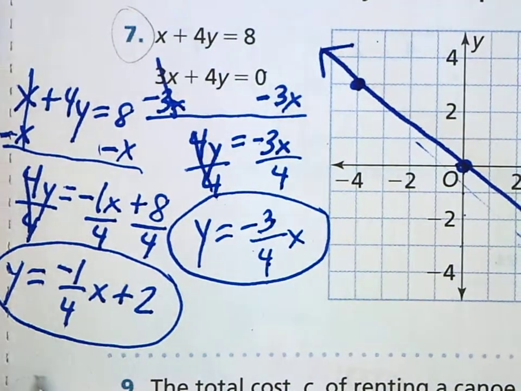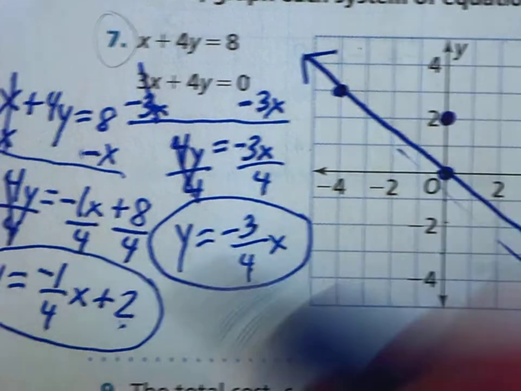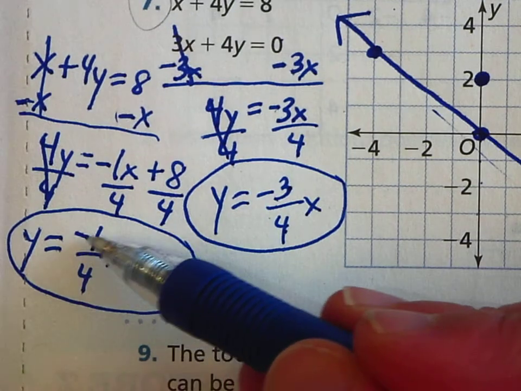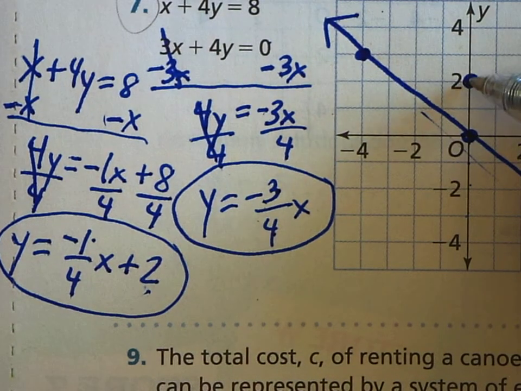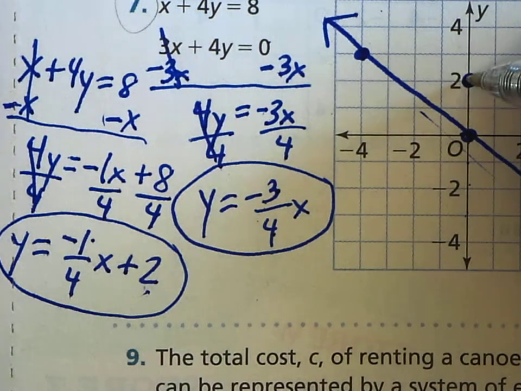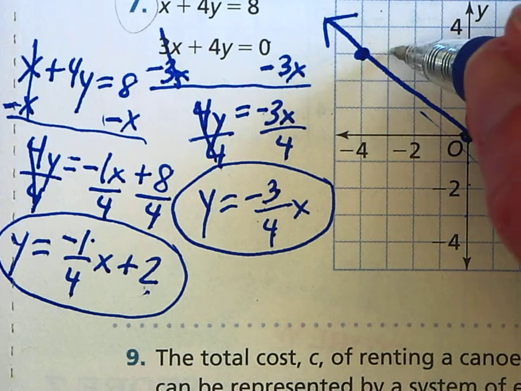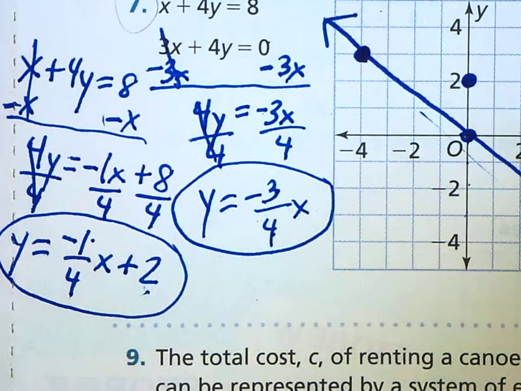Now, let's graph this second one. I'm going to graph my y-intercept of 2. And now it's a negative slope, so down 1 over 4. Down 1, over 1, 2, 3, 4. And now I need to do that slope backwards. So instead of going down 1, right 4, I'm going to go up 1, left 4. 1, 2, 3, 4.